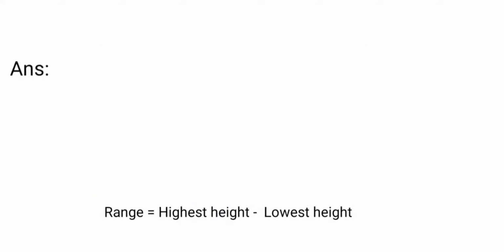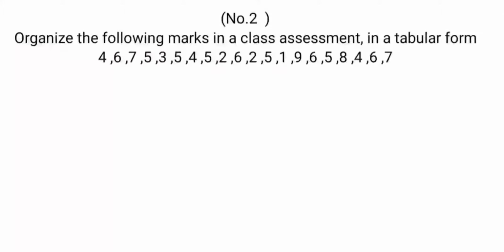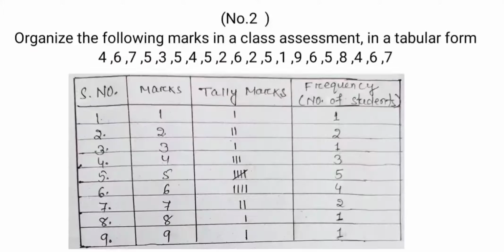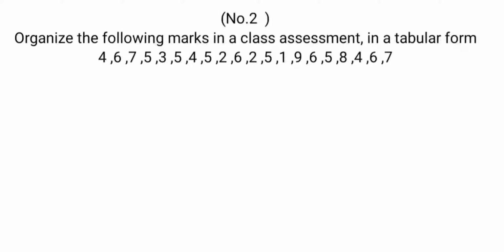Next is the second question. Organize the following marks in a class assessment in tabular form. Here are the marks from 1 to 9, and we are arranging these marks in tabular form. The first column is the serial number, the second is marks from 1 to 9, then tally marks, representing it in tally marks, then the frequency. You can write the frequency. Suppose for mark 1, the frequency is 1, and so on.